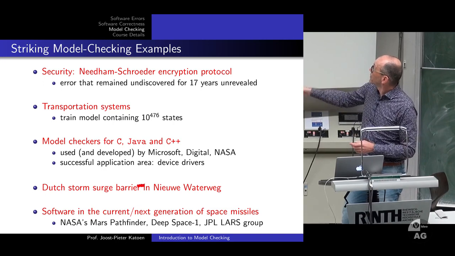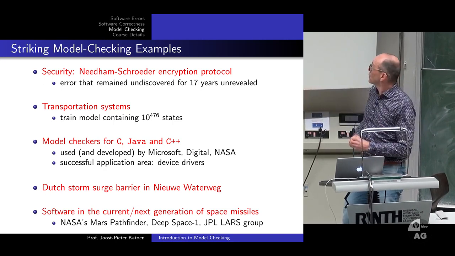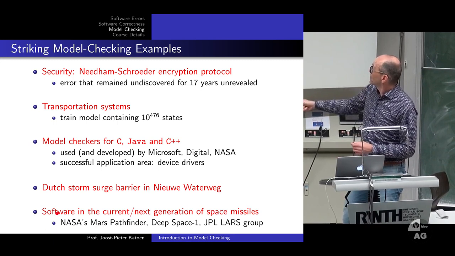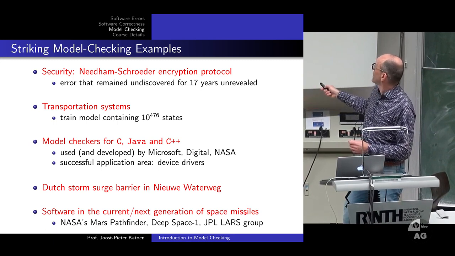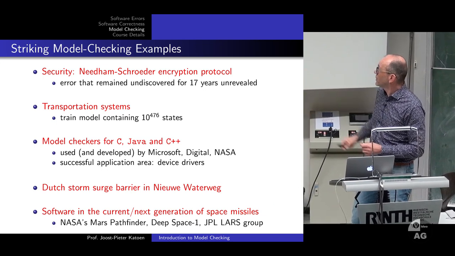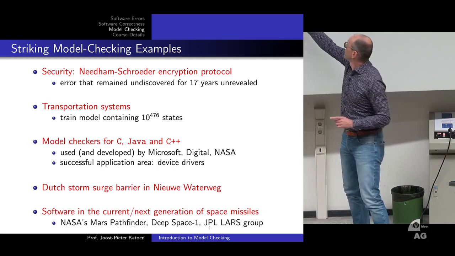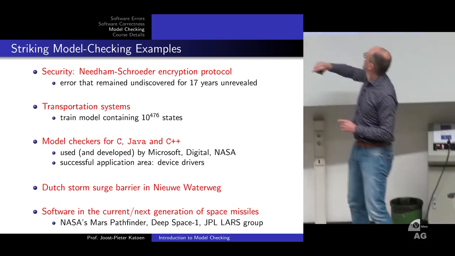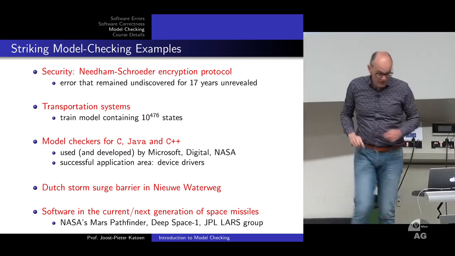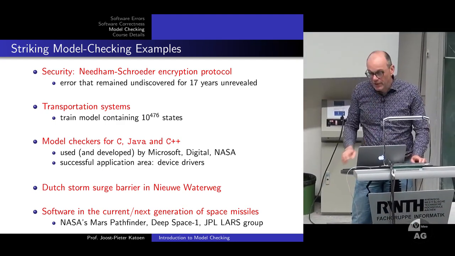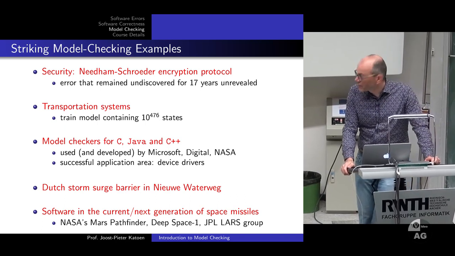I will tell you a bit about this example because I like it. It's a Dutch storm surge barrier in the Nieuwe Waterweg. And there is software in several generations of space missions. I already mentioned Deep Space One, but this is the group of Holzmann, at the Jet Propulsion Laboratory in Pasadena. He is head of the LaRS group, and this group does model checking. There's a very nice paper of him, 2014.